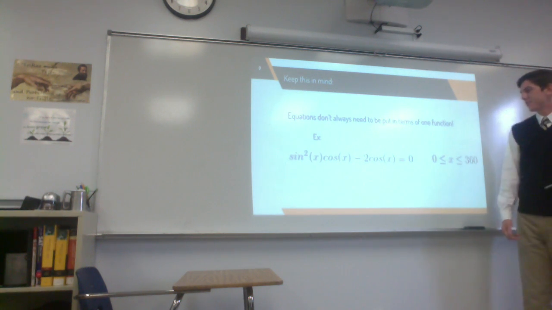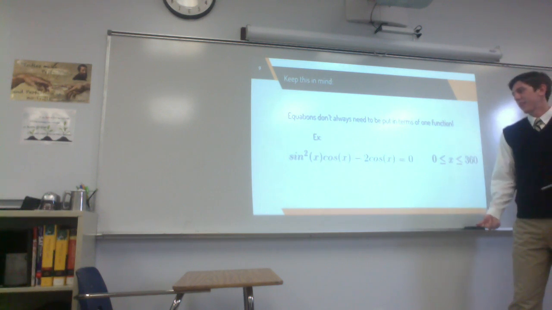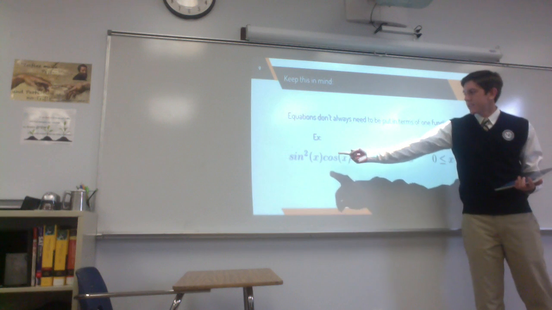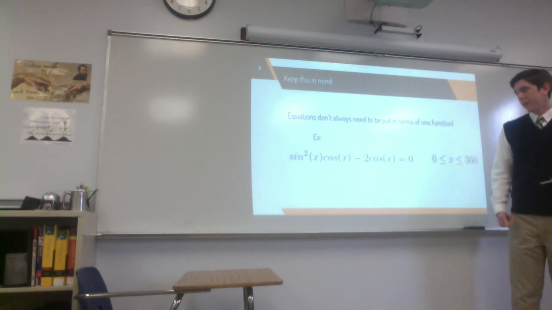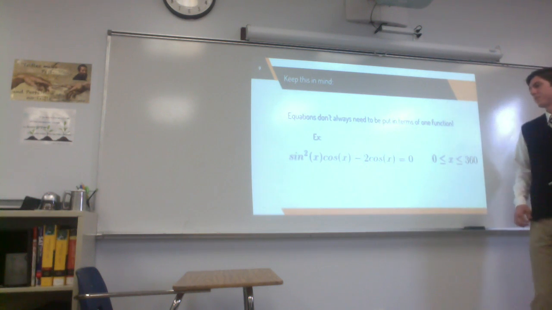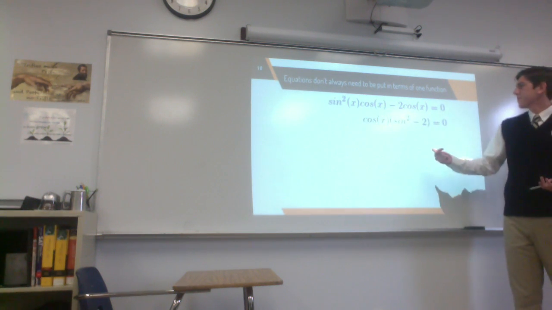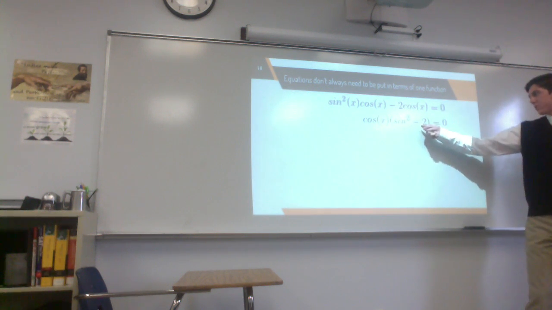A good example is this equation right here. We have sine squared x times cosine x minus 2 cosine of x equals 0. Now we could change that sine squared into 1 minus cosine squared x, but that would make things more complicated. There's a much easier way to solve this, actually. All we do is factor out a cosine of x, and we get cosine of x times (sine squared x minus 2) is equal to 0.